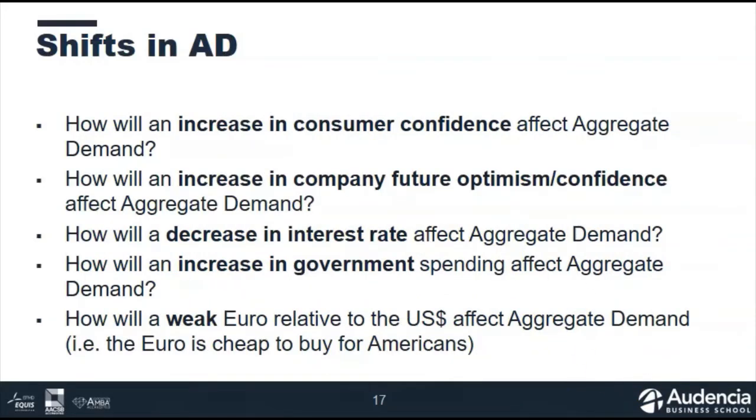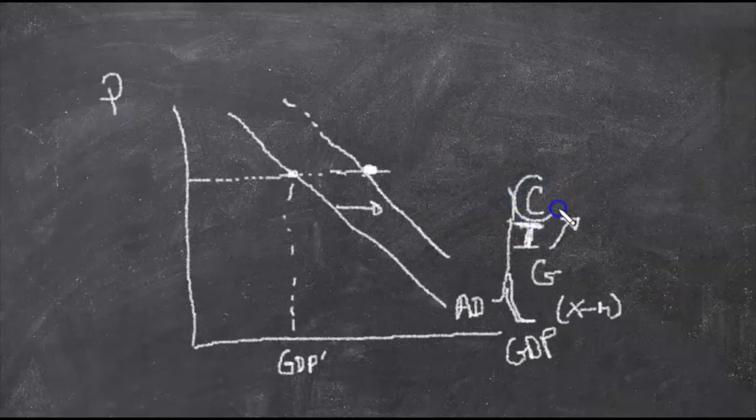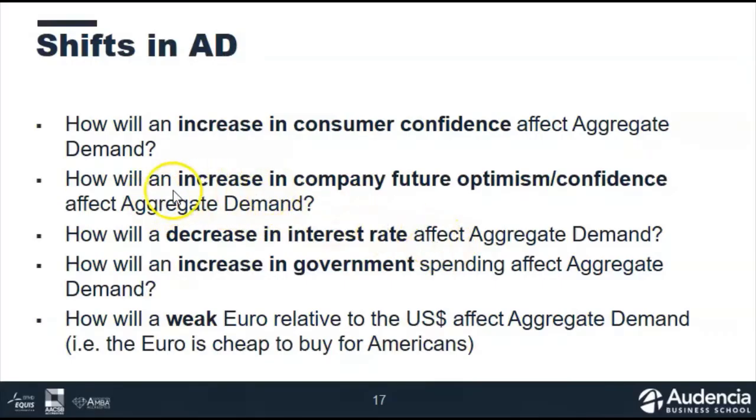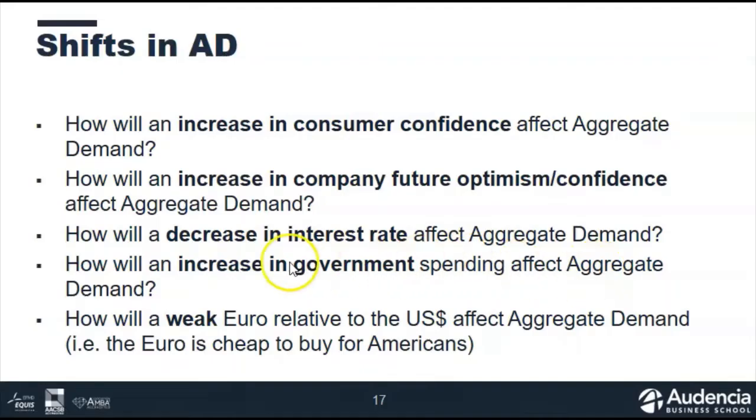What are some reasons why we would see an increase in aggregate demand or a decrease? Well, what about if we have an increase in consumer confidence? If consumer confidence increases, then consumption will probably rise. If people say, ooh, I don't need to put money away in savings anymore because things are going to be good in the future, I'll save less and consume more, so consumption is going to rise. If companies are optimistic about the future, again, investment will rise. They're going to buy more goods and services, and total demand will go to the right.